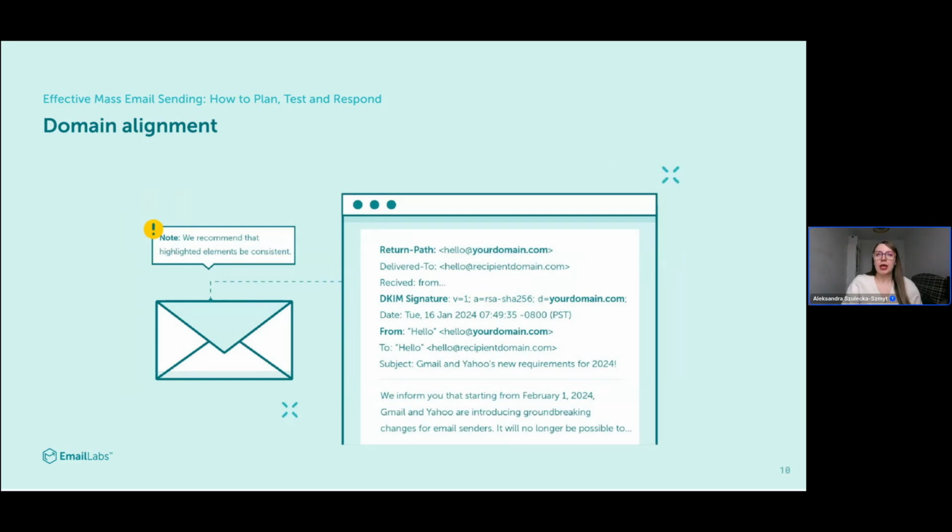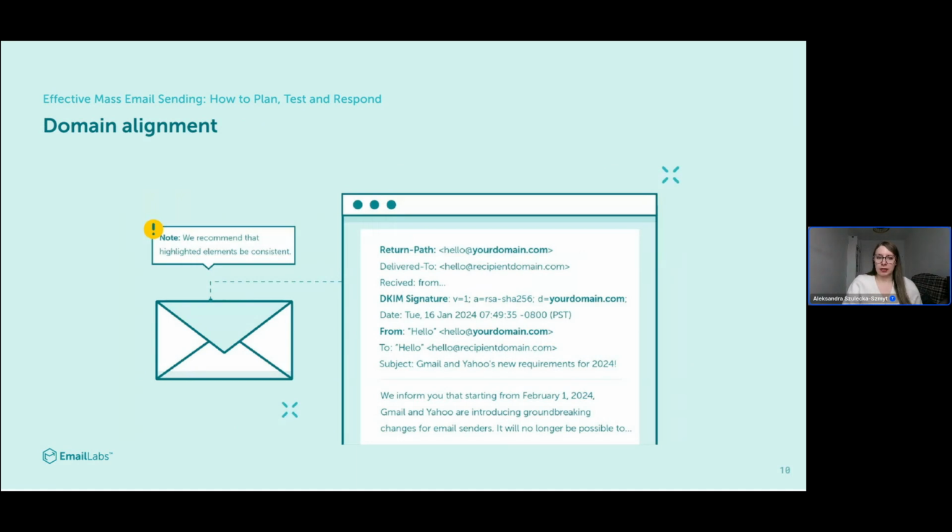What's domain alignment? We talked like 2 minutes ago about domain alignment, what it is, how it should be done, and there you can see on the slide that we have a from address, which is hello@yourdomain.com, and the domain in this address is yourdomain.com. So what's the full alignment like? We have the return path address, and it should also have the same domain or subdomain. We can see it in the first line, hello@yourdomain.com. It is aligned with the from address domain.